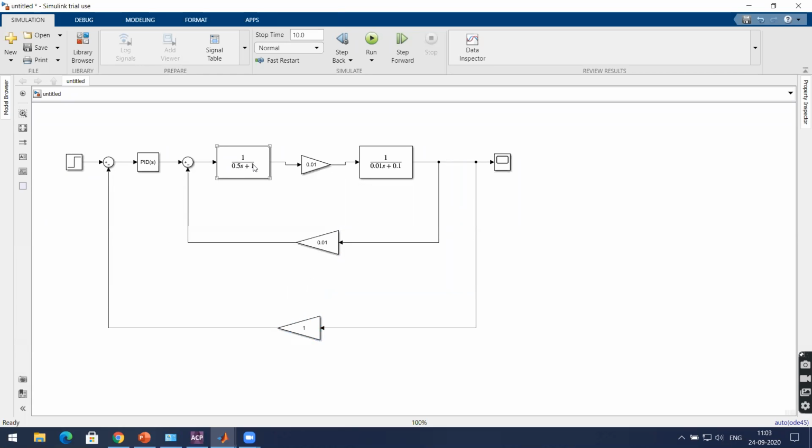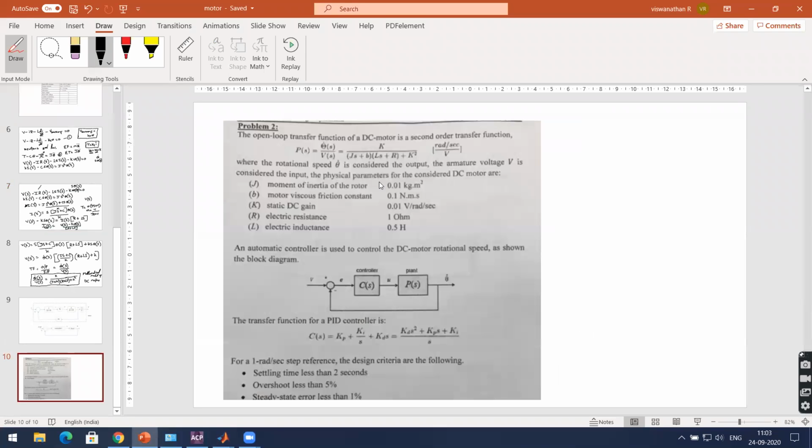So what I have done is I have not simply taken something and asked you to do a PID controller. We have taken a meaningful example where this is the transfer function of the motor, in radians per second per volt. Given all these parameters, design a PID controller for this. Design criteria are also given, so you can apply these things. Settling time less than 2 seconds, overshoot less than 5%, steady state error less than 1%. How do you take care of these?